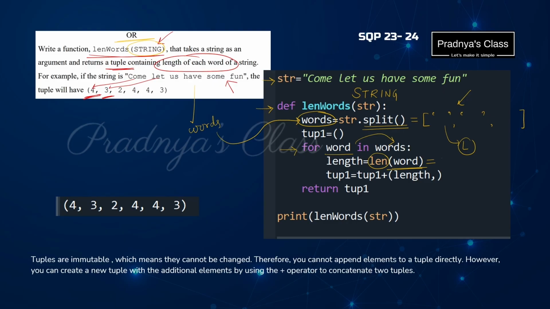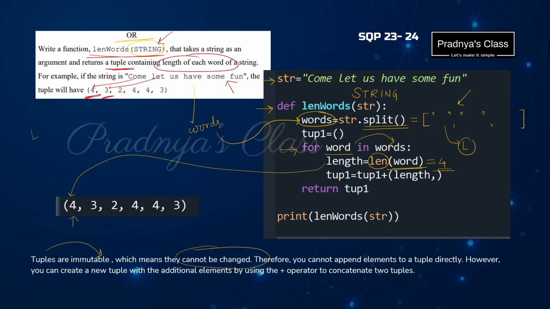For the first word, it will be 4. Wow, we got the length. Now what is our next task? We need to write it in the form of a tuple, and that length we will be adding one by one. But you know, tuples are immutable. We cannot change the content of the tuple once it is created. Now how to do this task?